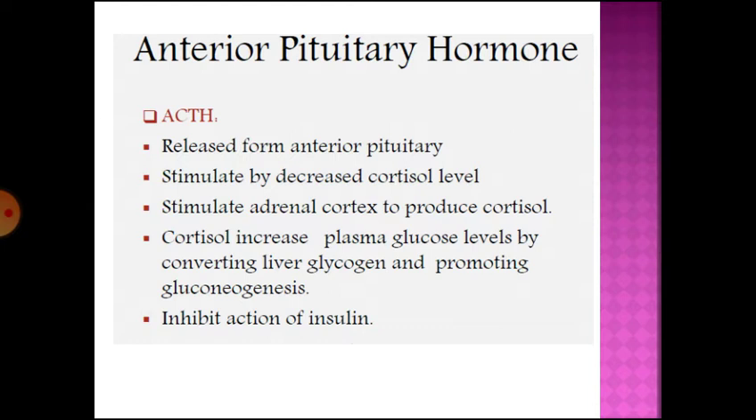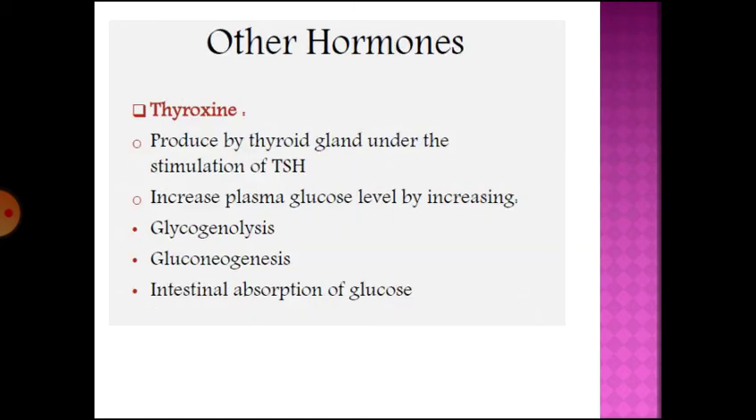The anterior pituitary also secretes the ACTH hormone, released when cortisol level is decreased, and it stimulates the adrenal cortex to produce cortisol. Cortisol increases plasma glucose level by converting liver glycogen and promoting glycogenolysis, and inhibits the action of insulin. Another hormone that affects carbohydrate metabolism is thyroxine.